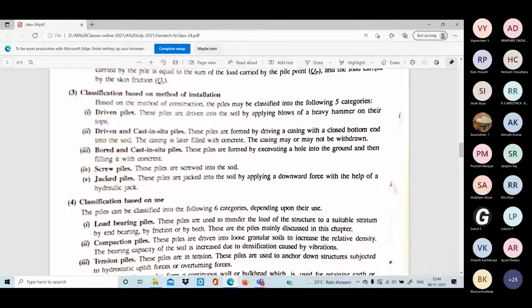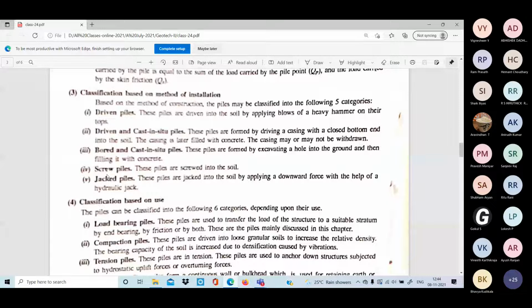The casing is laterally filled with concrete, and the casing may or may not be withdrawn. Then bored and cast in situ. That means these piles are formed by excavating holes. We call it a bored pile, driven pile, bored pile, and so on. Then it is filled with concrete. That means we make a reinforcement and a hole. Generally we go for this bored pile.